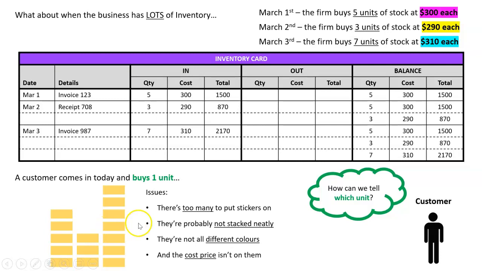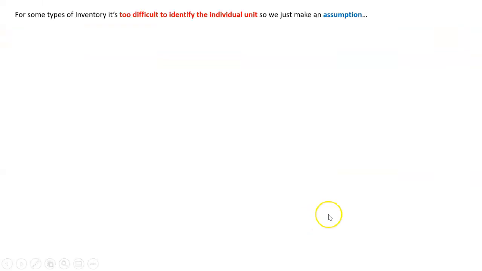So now when the customer comes and grabs, let's just say that one, which one was it? I can't remember. And the thing with FIFO is we don't need to remember. It's really not important because for some types of inventory, it's too difficult to identify the individual unit. So we'll just make an assumption. We'll assume the inventory is metaphorically stacked in date order. It's just a metaphor. It's just an assumption.